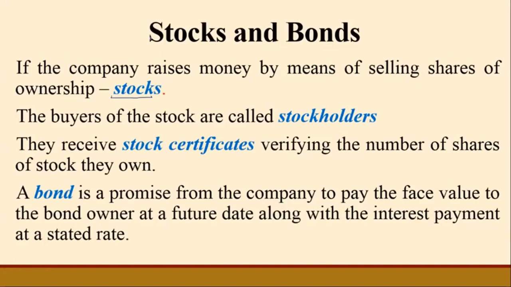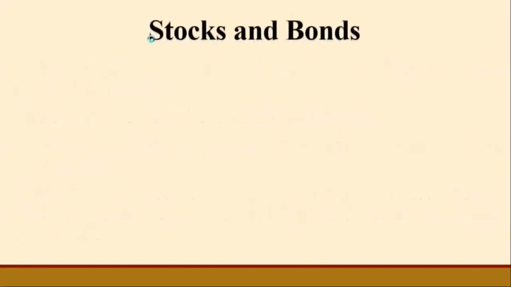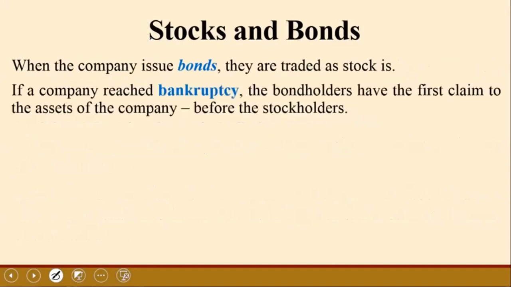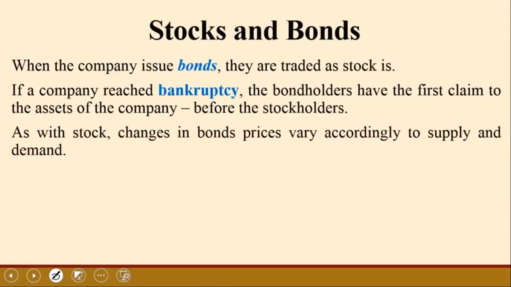So when the company issues bonds, they are traded as a stock is. Okay? They are traded as stock is. So if the company reaches bankruptcy, the bondholders have the first claim to the assets of the company, and that is before the stockholders. And as with the stock, changes in bond prices vary according to supply and demand.